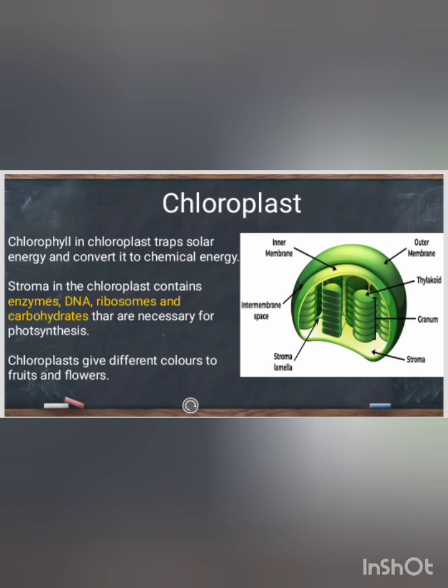Chloroplast. Chloroplasts are important for the photosynthesis process that takes place in the leaves. Chlorophyll in chloroplast traps solar energy and converts it into chemical energy. Stroma in the chloroplast contains enzymes, DNA, ribosomes, and carbohydrates that are necessary for photosynthesis. The functions of chloroplast are to convert solar energy to chemical energy. Chloroplasts give different colors to flowers and fruits. Leucoplasts are involved in the synthesis and storage of food like starch, oils, and proteins.